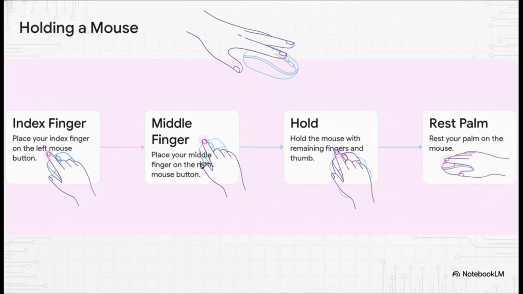Using it right is all about ergonomics. The text gives us 4 precise steps, so hold up your hand and do this with me. Index finger rests right on the left button. Middle finger goes on the right button. Gently grip the sides with your remaining fingers and thumb, and then just let the palm of your hand rest super comfortably on the back.